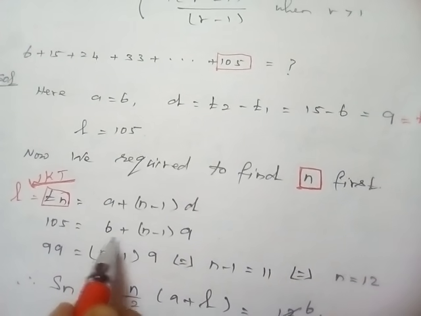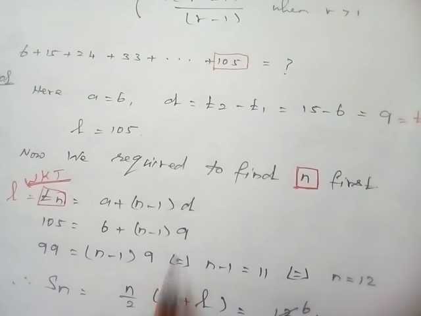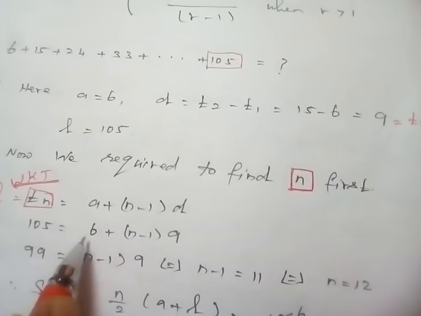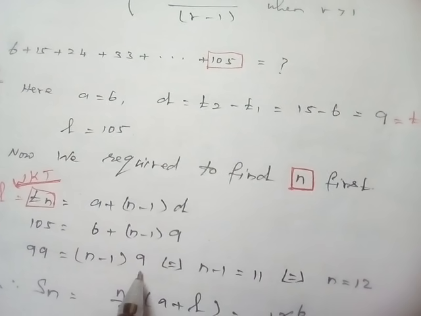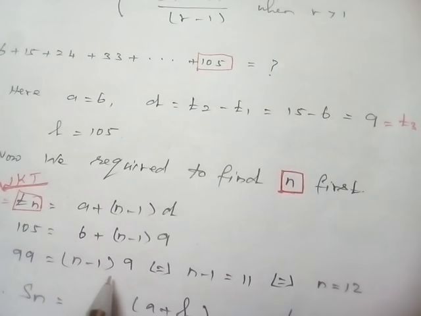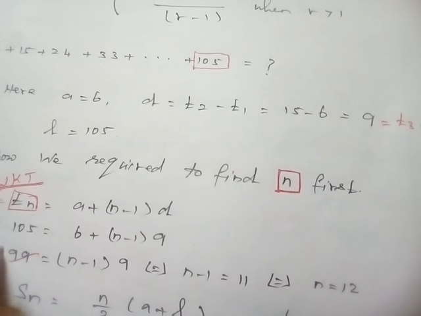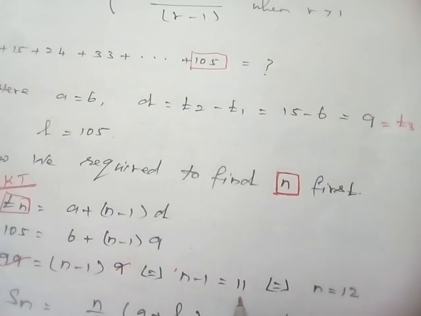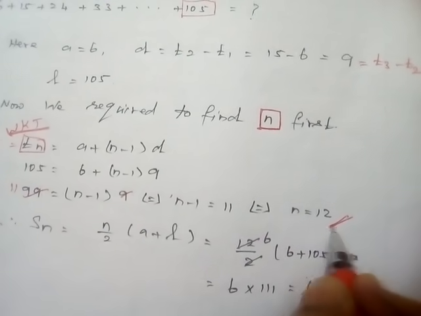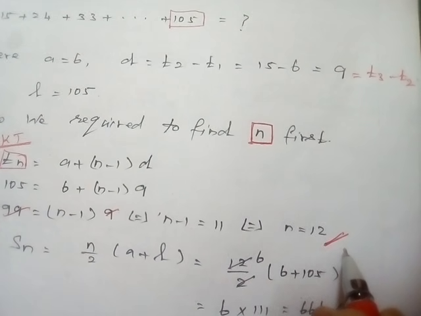First term 6 plus n minus 1 into d, which is 9. Then 105 minus 6 is equal to 99, equal to n minus 1 into 9. Therefore n minus 1 is equal to 99 by 9, which is 11. So n minus 1 is equal to 11. Then n is equal to 12. So we got the value of n.